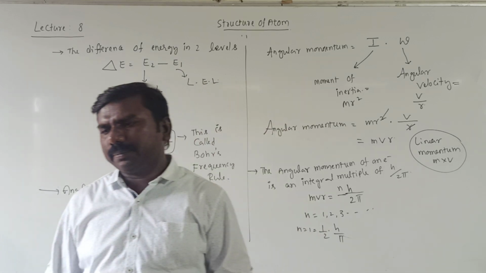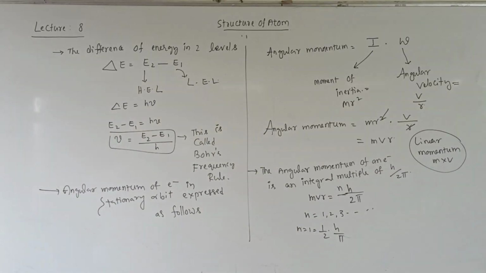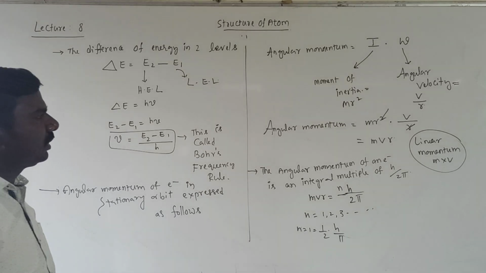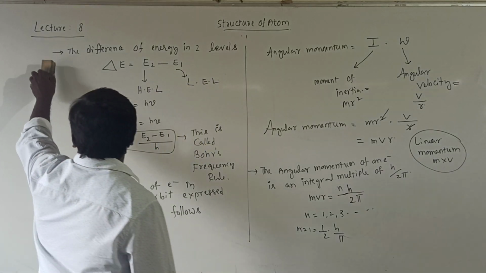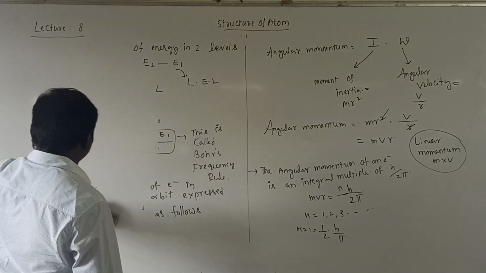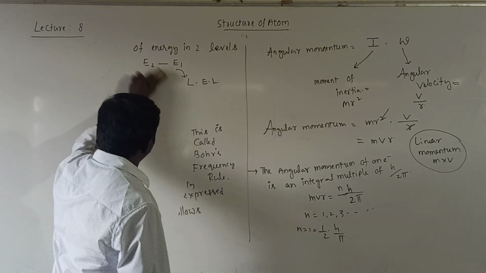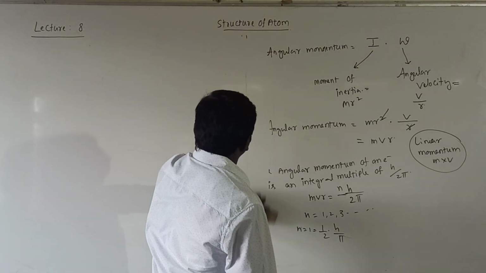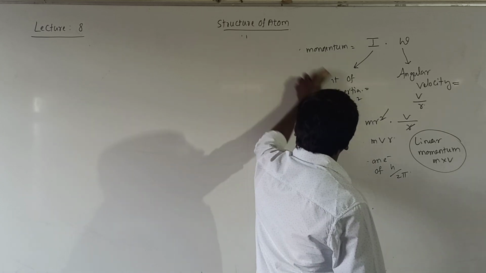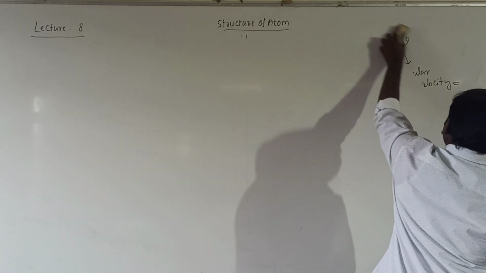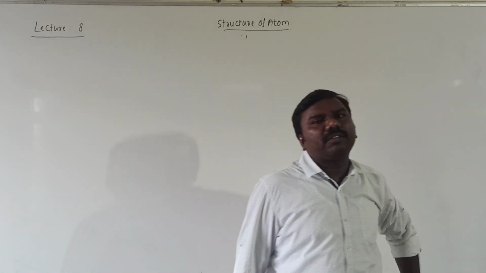Important, remember. This is about angular momentum. That's why only fixed orbits are allowed. Now, these are the postulates of Bohr's theory.